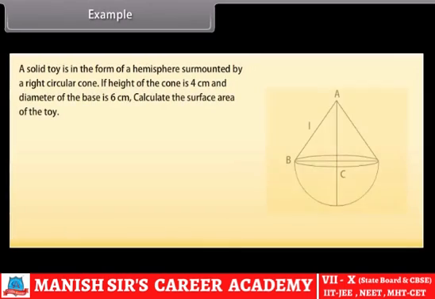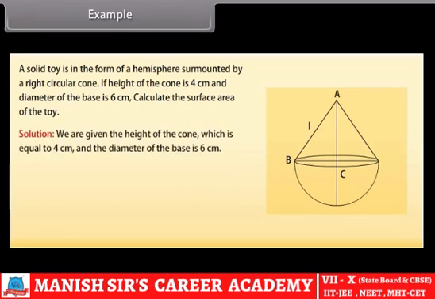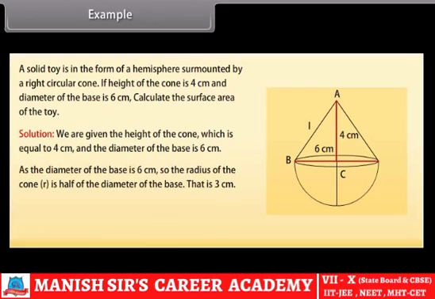Example. A solid toy is in the form of a hemisphere surmounted by a right circular cone. If the height of the cone is 4 cm and the diameter of the base is 6 cm, calculate the surface area of the toy. Solution. We are given the height of the cone, which is equal to 4 cm, and the diameter of the base is 6 cm. As the diameter of the base is 6 cm, the radius of the cone r is half of the diameter, that is 3 cm. Also, the radius of the hemisphere is 3 cm.